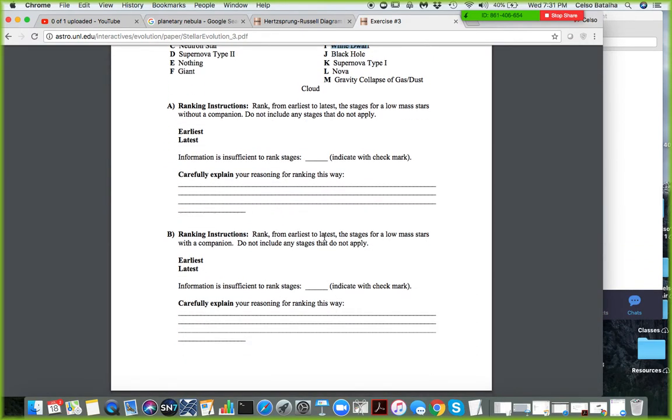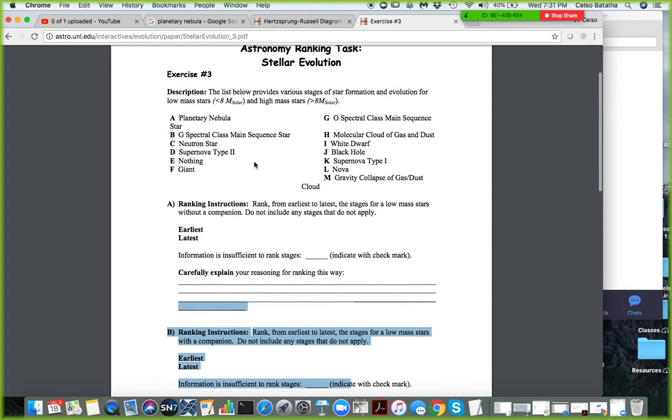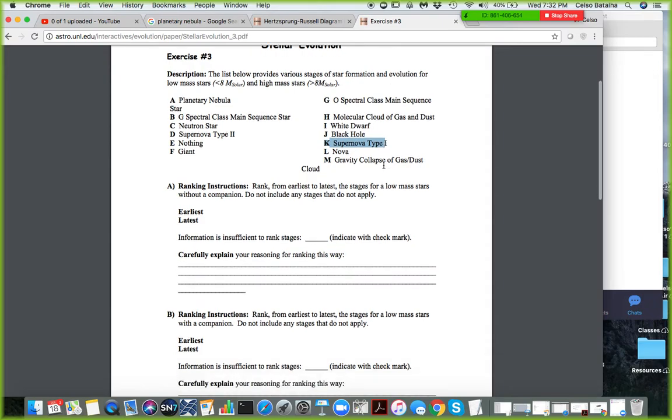Now, rank from the earliest to the latest the stages for a low mass star, part B, with a companion. It would be the same as without the companion, except that when the planetary nebula phase arrives, and then you go to the white dwarf phase, the companion will start evolving and casting gas on the white dwarf that might lead either to a nova or a supernova type 1 in case the mass of the white dwarf bypasses the threshold of 1.4 solar masses.